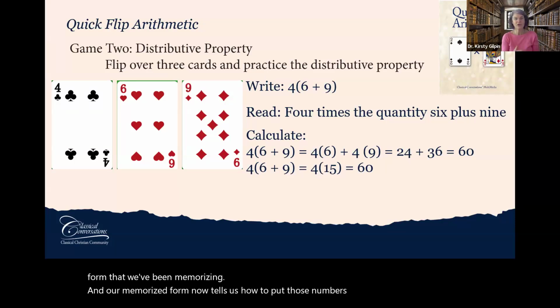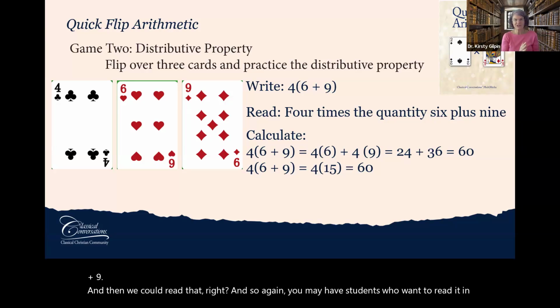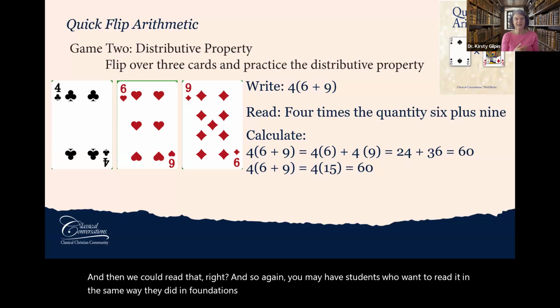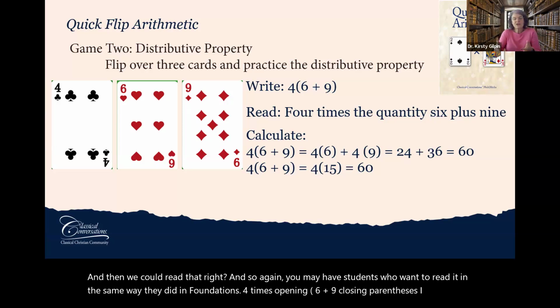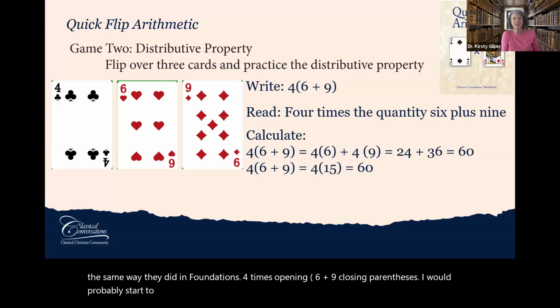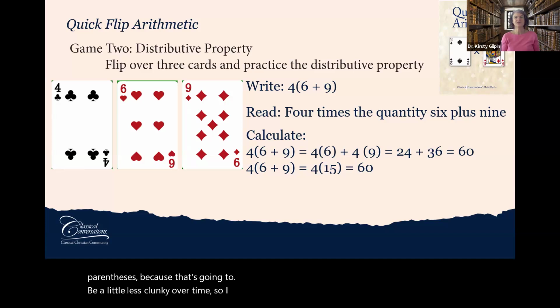And so we could write 4 times 6 plus 9, and then we could read that, right? And so again, you may have students who want to read it in the same way they did in Foundations, 4 times opening parentheses, 6 plus 9 closing parentheses. I would probably start to transition them to using that term quantity instead of opening and closing parentheses, because that's going to be a little less clunky over time. So I would read this as 4 times the quantity, 6 plus 9.